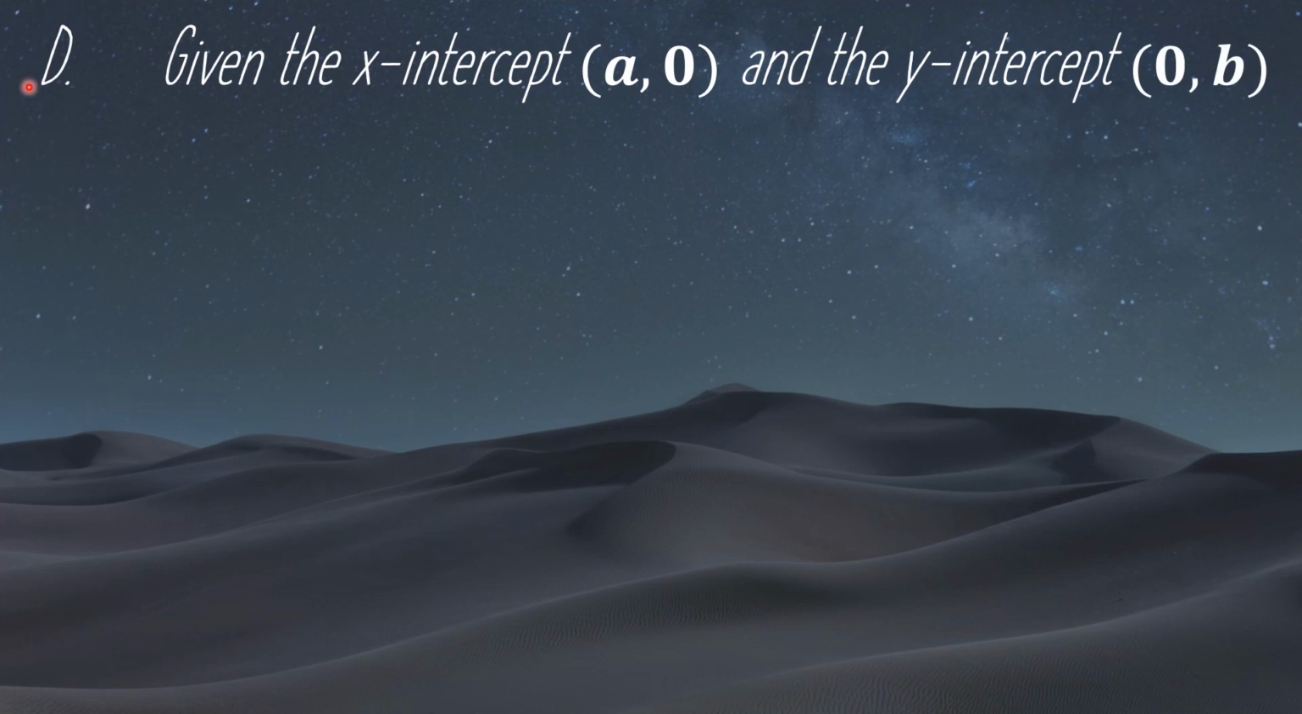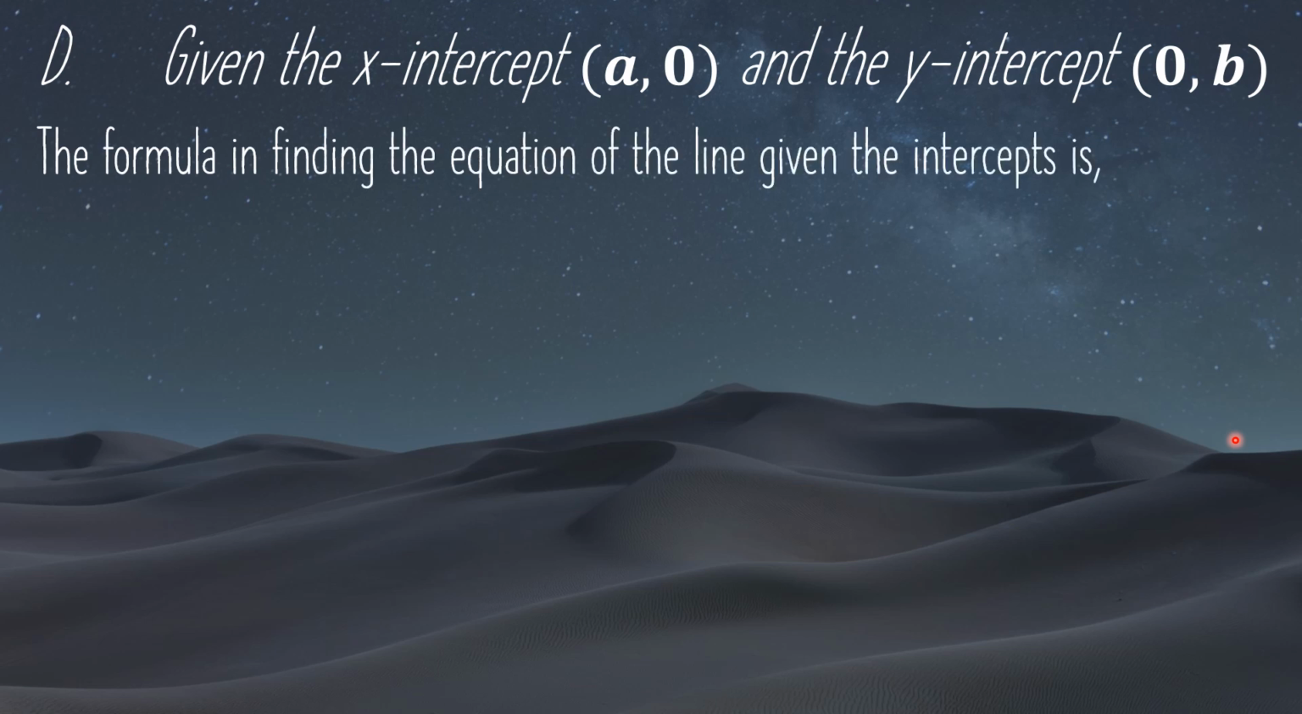Last, given the x-intercept a, 0 and the y-intercept 0, b. Kapag sinabing x-intercept, meaning yung y-coordinate ay 0, and then sa y-intercept, ang x-coordinate naman ang 0. So, the formula in finding the equation of the line given the intercepts is y equals negative b over a x plus b. Yung b, iyon yung y-intercept, and then yung a, iyon yung x-intercept.